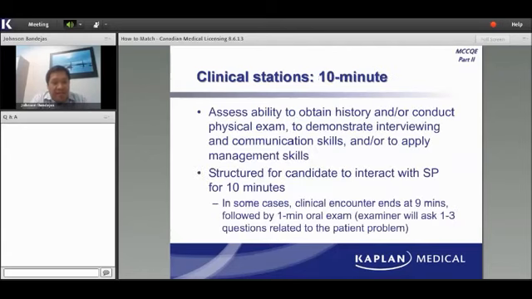Whereas in the 10-minute couplet, or the 10-minute clinical encounter with your standardized patient, 9 minutes will be allotted mostly to your standardized patient, and a minute will be given for oral examination. So an examiner is going to ask about 2 to 3 questions that will be related to the patient's problem.